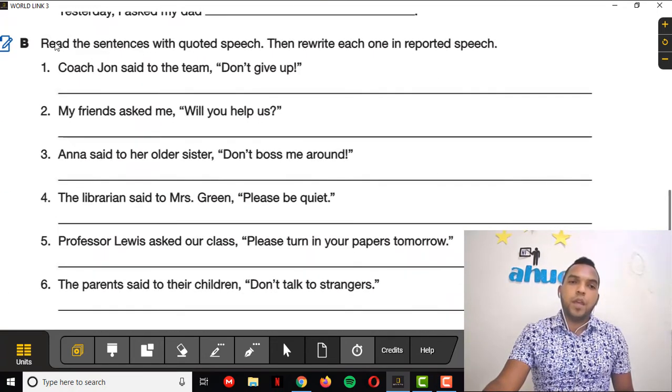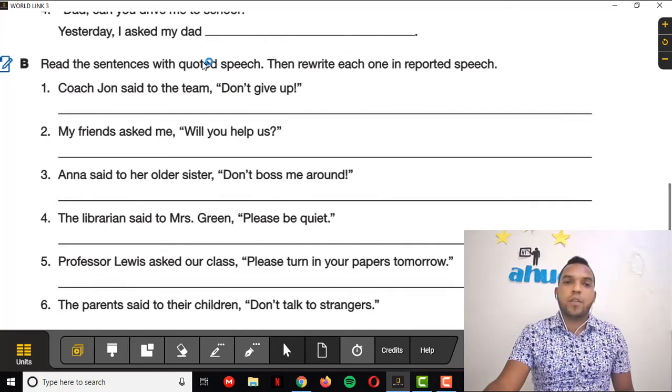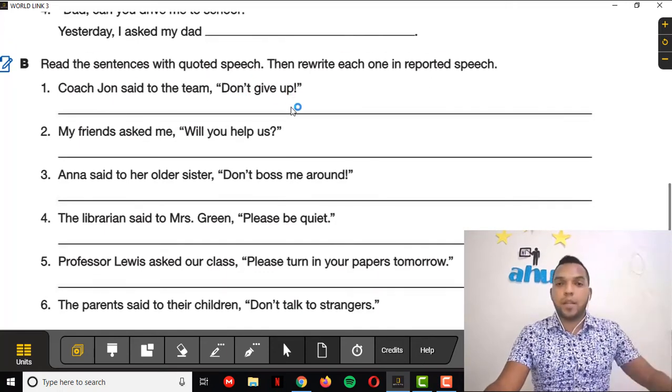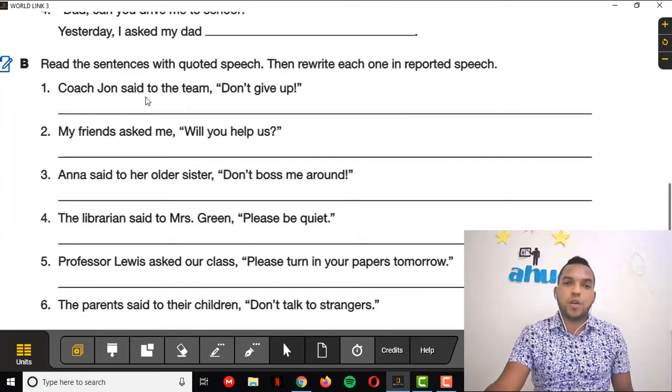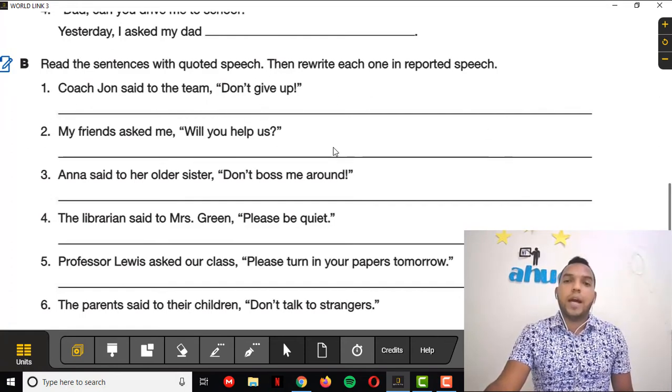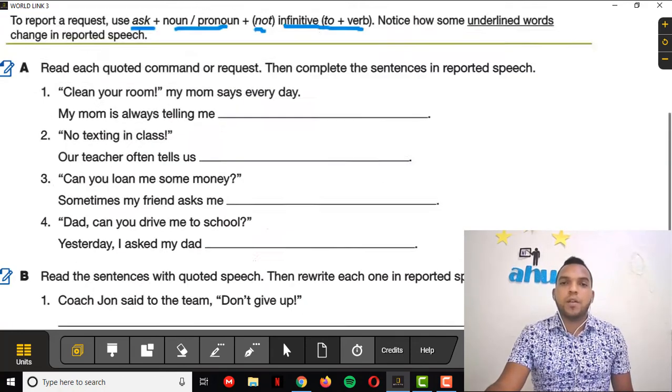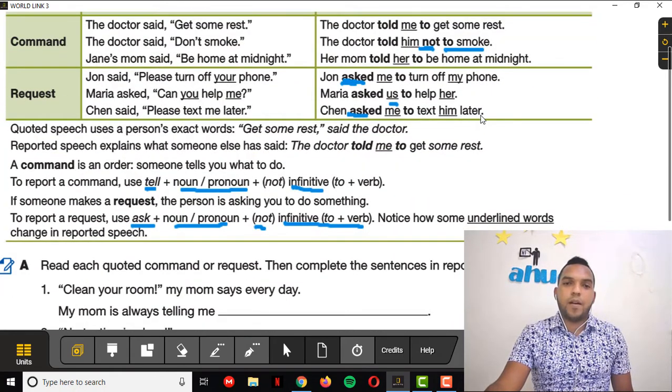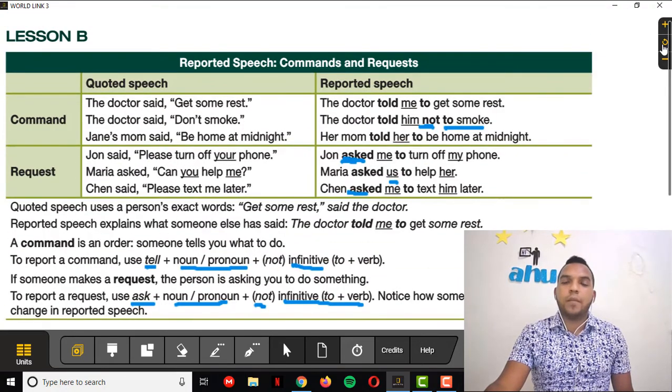Also, here you're going to read the sentences with quoted speech and rewrite it in reported speech. Like Coach John said to the team, don't give up. So what is this actually? You only have to identify if they are asking you or they are commanding you. Especially, as you can see, yes, it's a command. So you only have to say it as it needs to be in the reported speech as a command. All right.